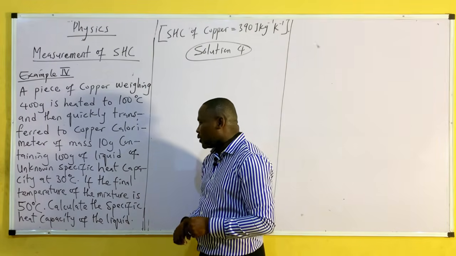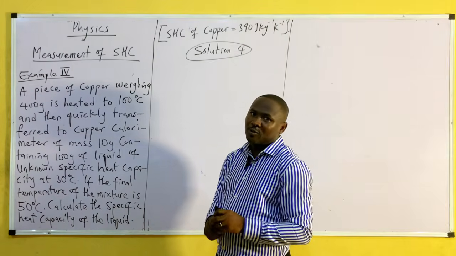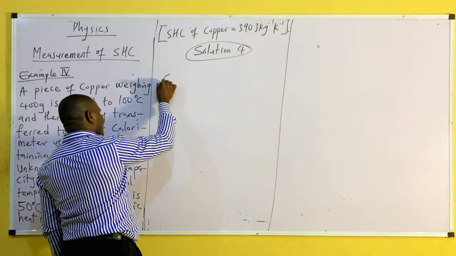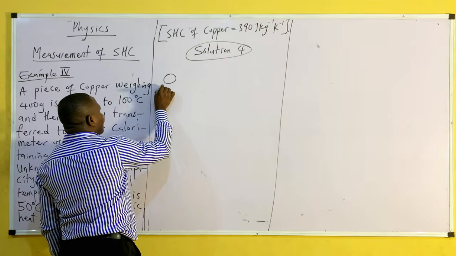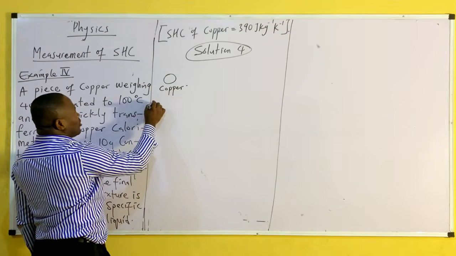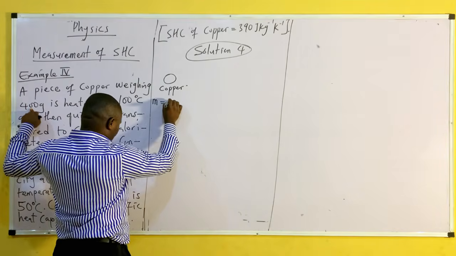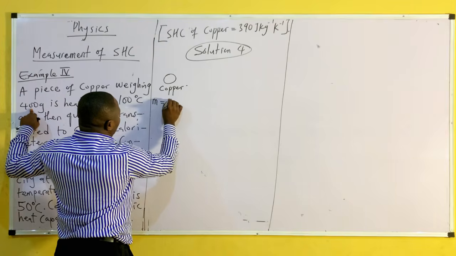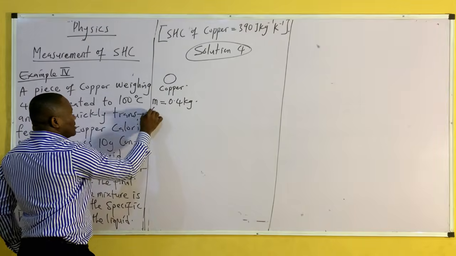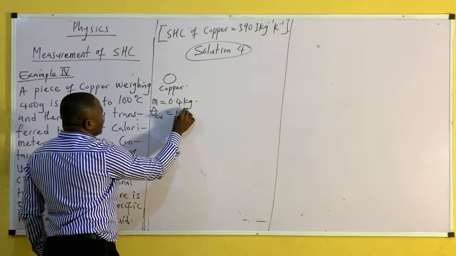If the final temperature of the mixture is 50 degrees Celsius, calculate the specific heat capacity of the liquid. Now, I want you to understand this question. There was a copper, and this copper is hot. Mass of copper is 400 grams, which is now 0.4 kg. That's the mass of copper. Temperature of copper, theta of copper, is equal to 100 degrees Celsius.